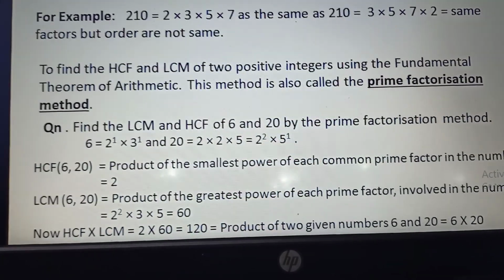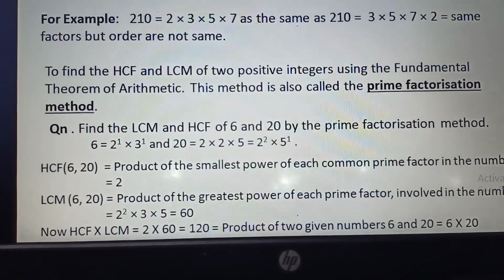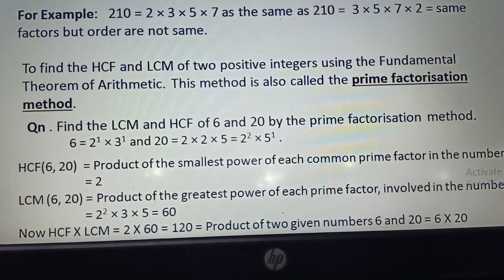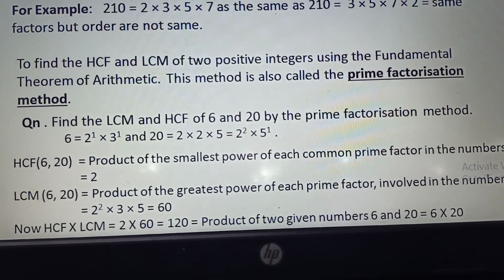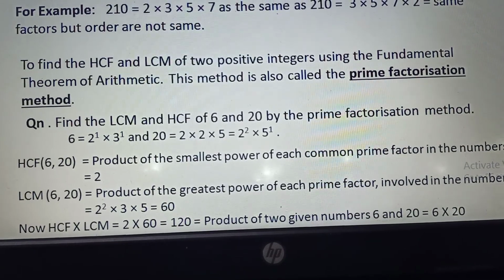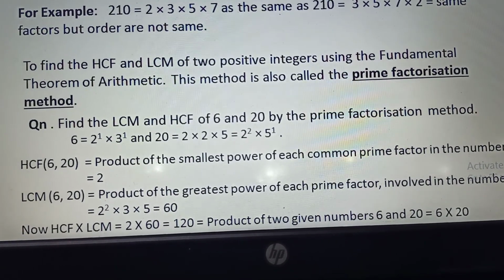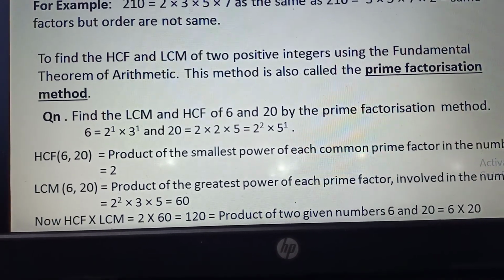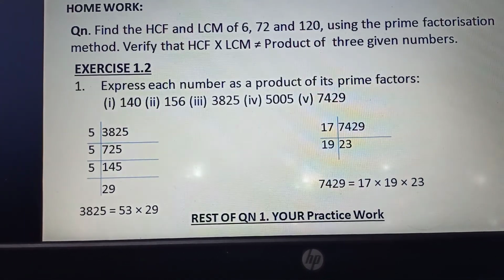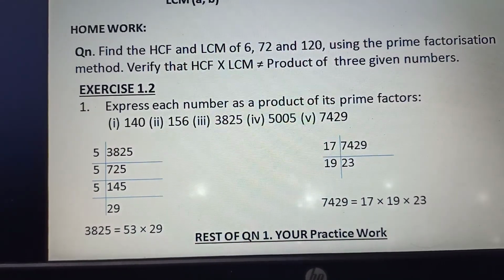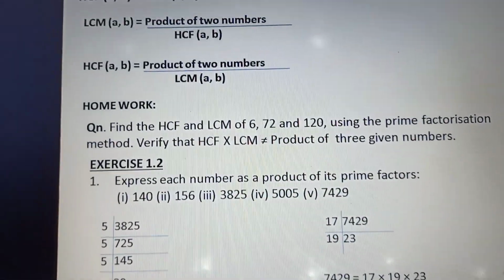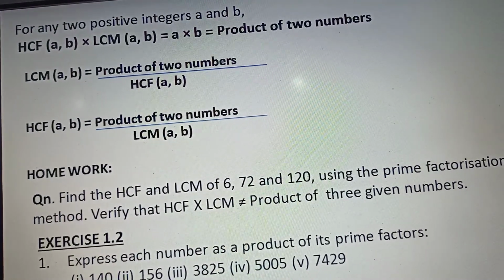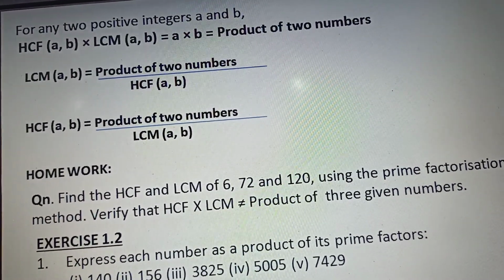Multiply them, that is HCF into LCM: 2 into 60 is equal to 120. Just see, this is equal to the product of the two given numbers, that is 6 into 20. So from here we get another formula. HCF into LCM of any two numbers is equal to the product of the two numbers.